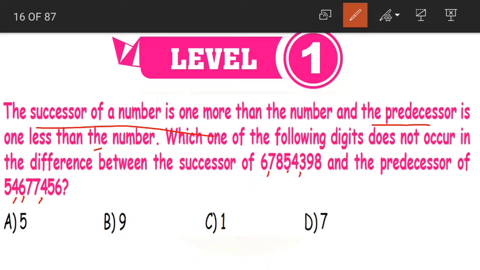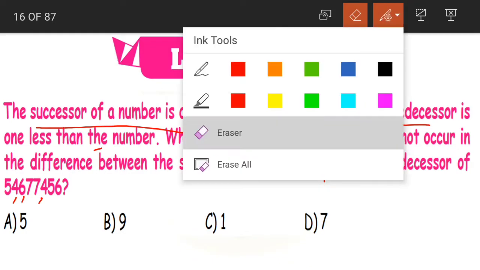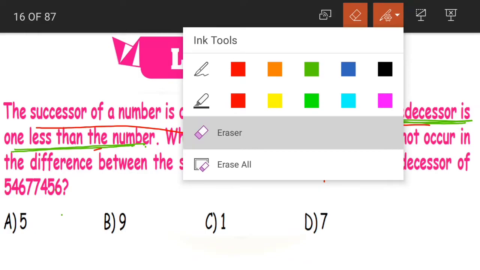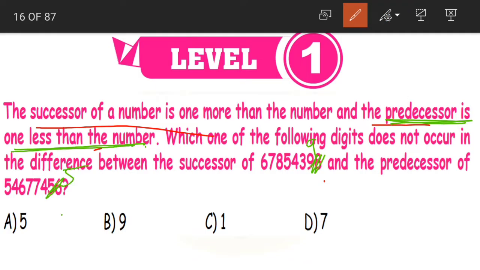Now how to find the successor of this one? Successor means we need to add 1. Now 8 plus 1 becomes 9, so instead of 8 here, we'll have 9. This will be our successor. And coming to the predecessor, what is a predecessor? Predecessor is 1 less than the number. So when we subtract, 6 minus 1 becomes 5. So the predecessor will have 5.